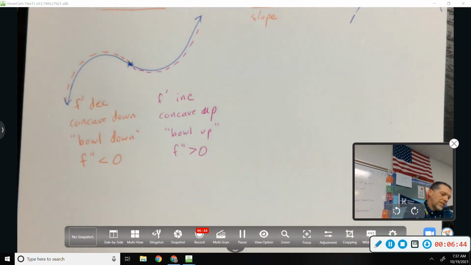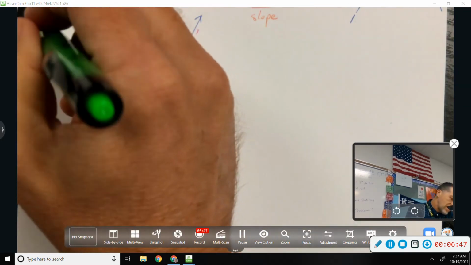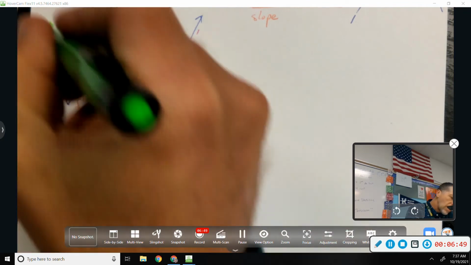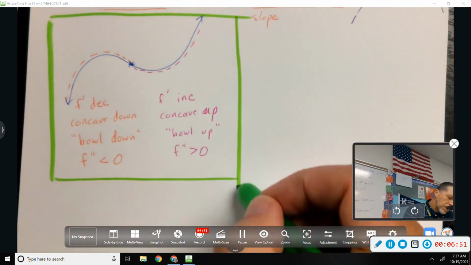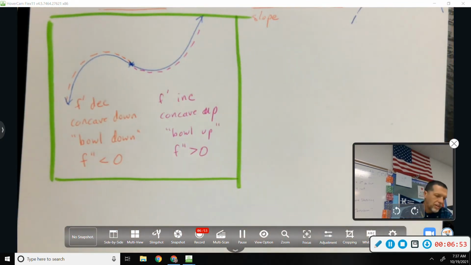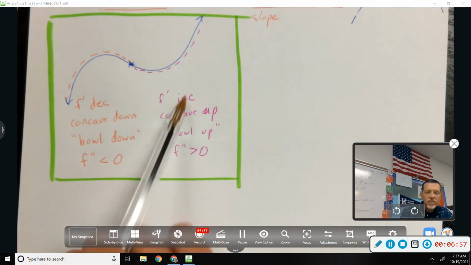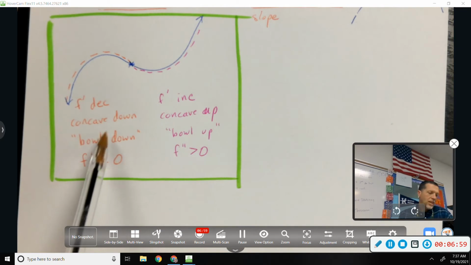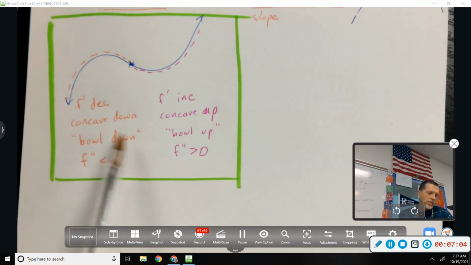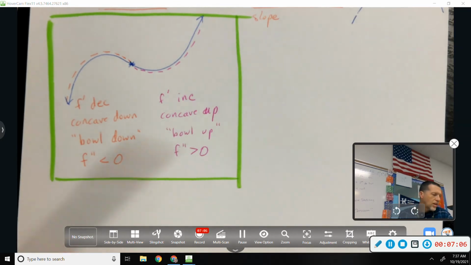So like that's the lesson for today in one picture and 8 phrases, I guess. Now, there's a lot more coming, but it all comes from this idea. If the second derivative is negative, then we're concave down. If the second derivative is positive, then we're concave up.